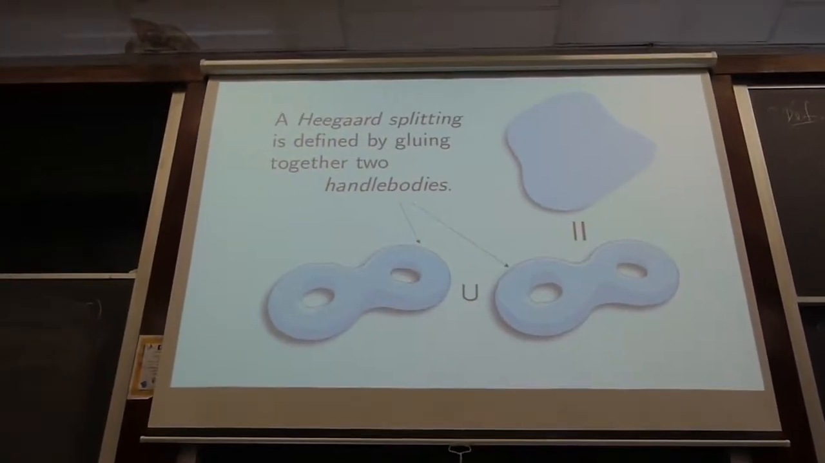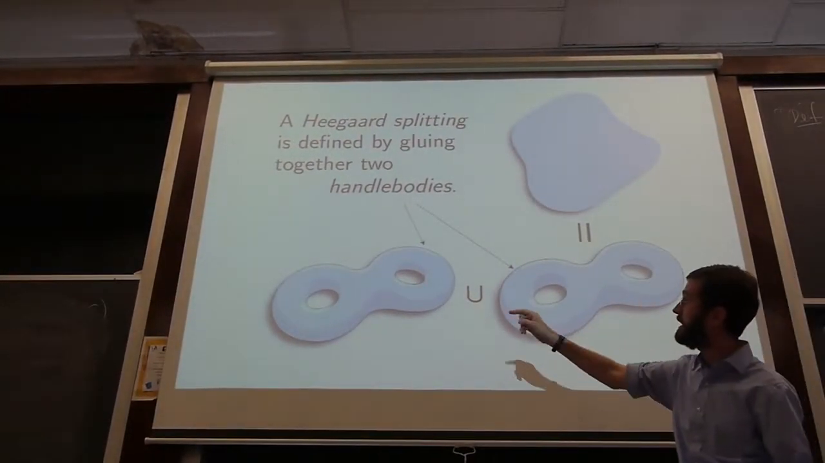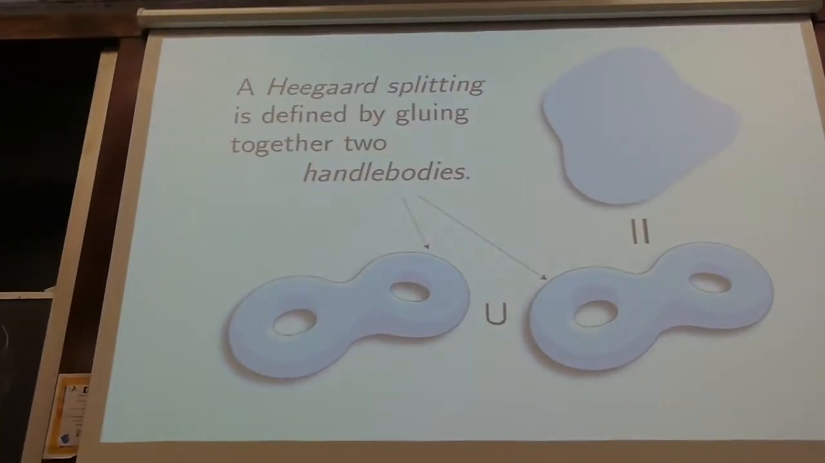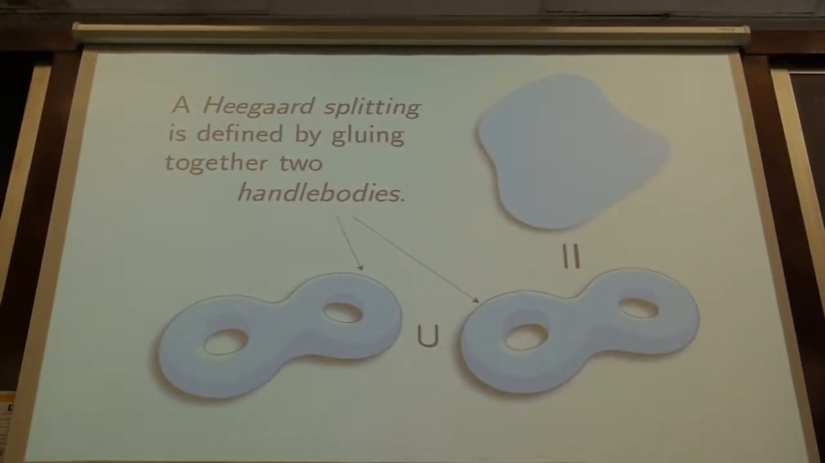The piece is called a handlebody. So a handlebody is this thing that you see here. It's what you get by taking a graph in three-dimensional space and thickening it up. So it's that three-dimensional object bounded by that surface.